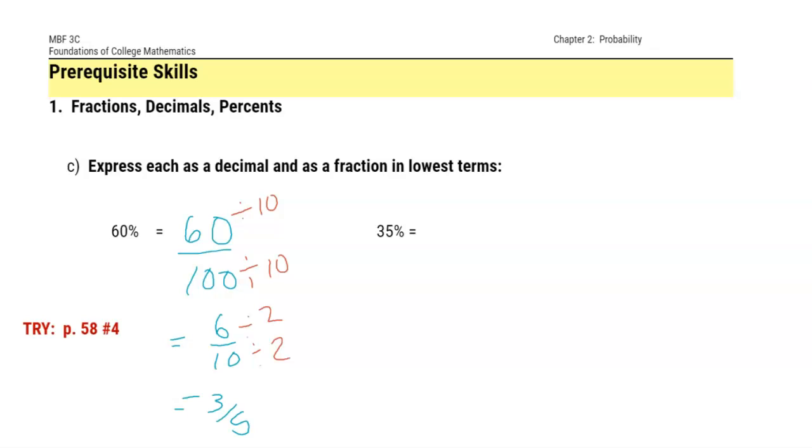Now, if you had by chance realized that both of the numbers that we have here are actually divisible by 20, then you could have gone straight from 60 out of 100 to the lowest form by dividing by 20. And that would have given you the 3/5 right off the bat. So that would be a quicker way to do that. But more than one way to do this.